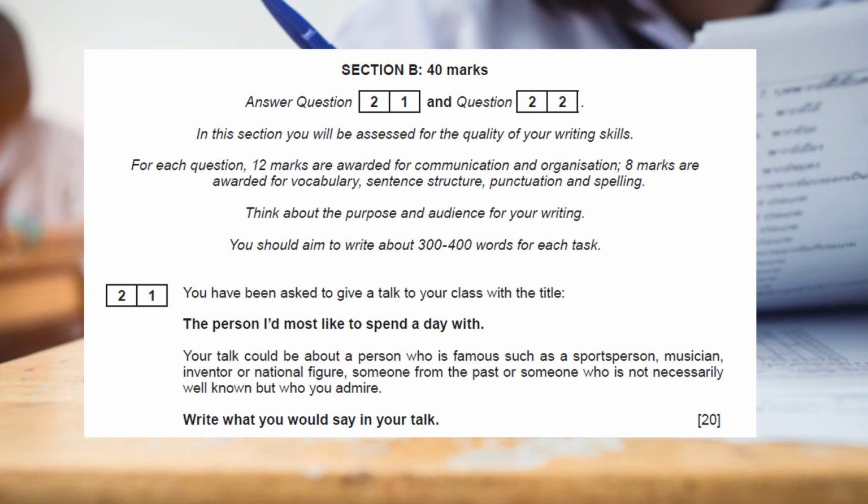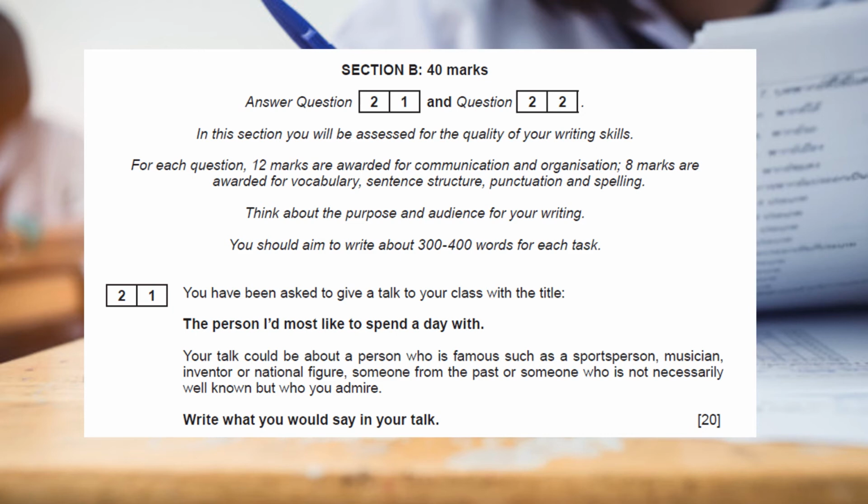Now let's take a look at a different style of answer, so a different speech writing task. Once again, 300 to 400 words. You've been asked to give a talk to your class, in this case a speech or talk to your class or your peers, that is young people, with the title, The Person I'd Like to Spend the Day With. Your talk should be about a person who is famous, such as a sportsman, musician, inventor or national figure, someone from the past, or someone who's not necessarily well known but you admire.